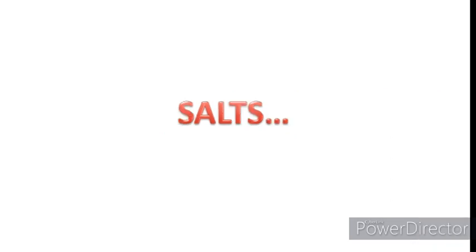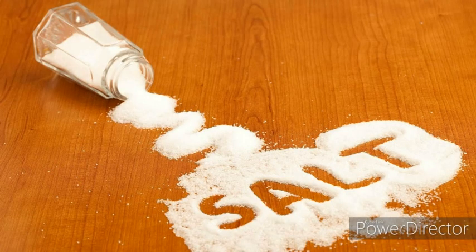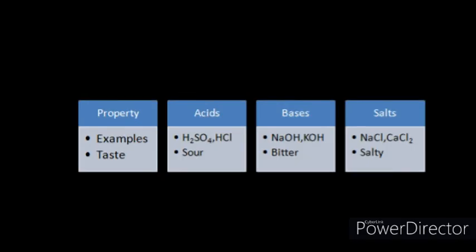Now talking about salt, the common salt, that is NaCl, which we use in our kitchen as well, is salty in nature. So the salt taste is salty. Now let's build a table of difference together. The 5 important things we will look at are: first example, then taste, then neutralization, then identification, and last we will see about the indicator test.